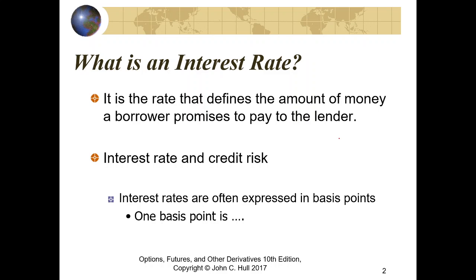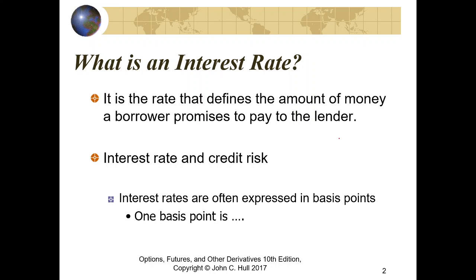Okay, so to start, let's remind ourselves what is an interest rate. Now, when you hear the term interest rate, what comes to your mind? Basically, it is the rate that defines the amount of money a borrower promises to pay to the lender in exchange for taking money from the lender and returning it back sometime in the future.